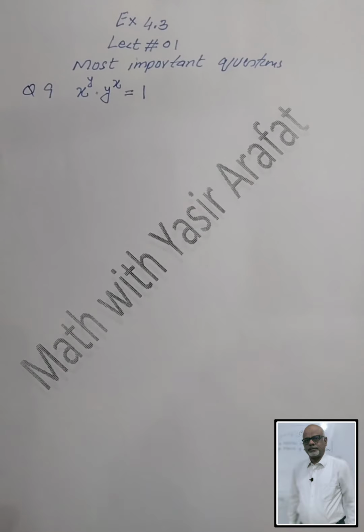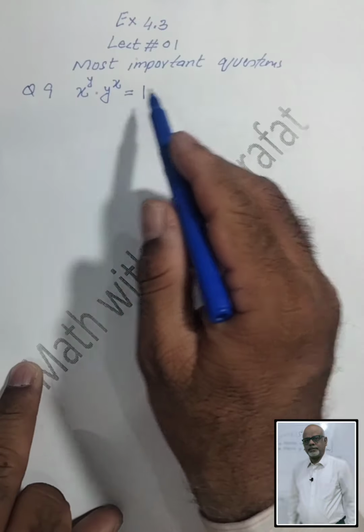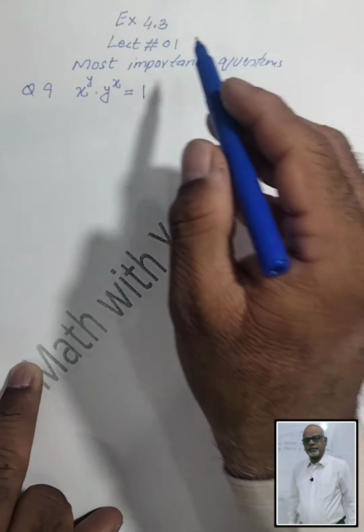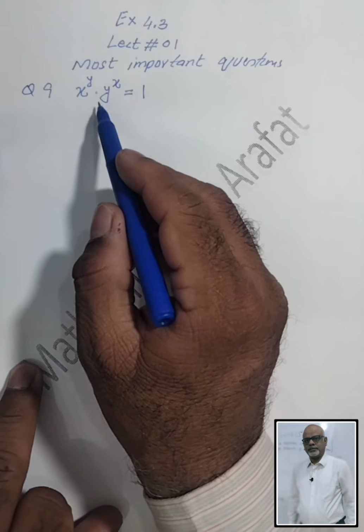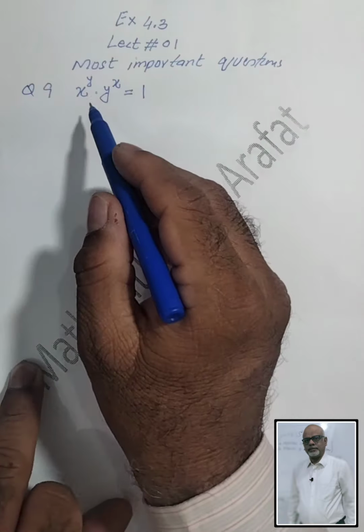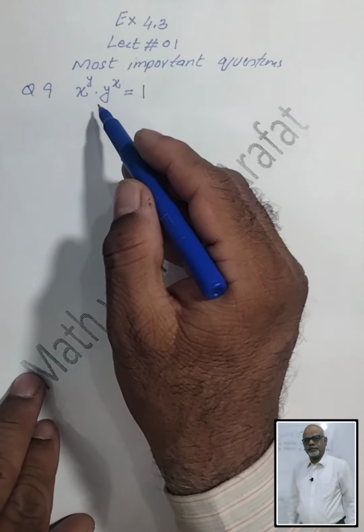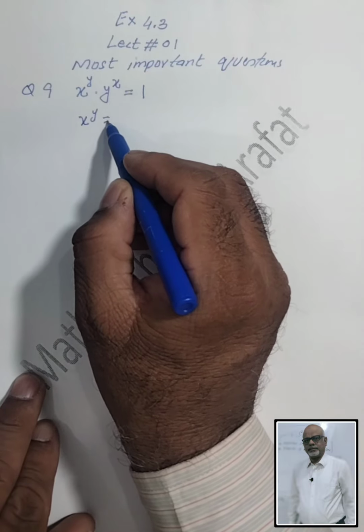Okay students, now come to the last important question, most important or most expected question of exercise 4.3. This is x power y into y power x. When we have a power in the form of the function or the variable, those type of equations are called exponential type equation. So here first we have to rearrange this equation.